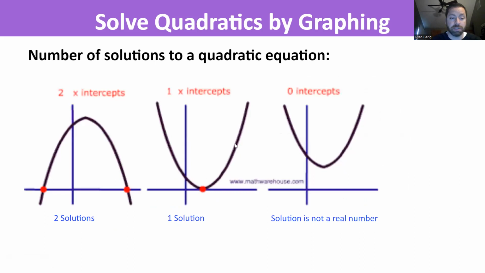A real quick synopsis. Remember, you can have 2 solutions on a parabola. You can cross the x-axis twice. You can have 1 solution, or you could have no real solutions. Okay. The next lesson, we're going to look at ways to find these solutions without actually graphing.